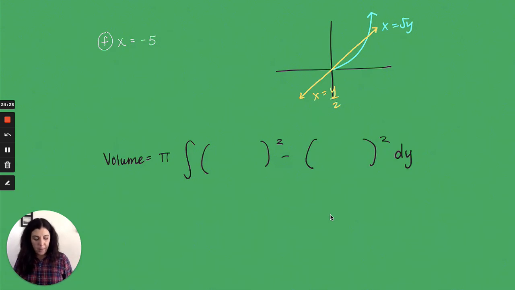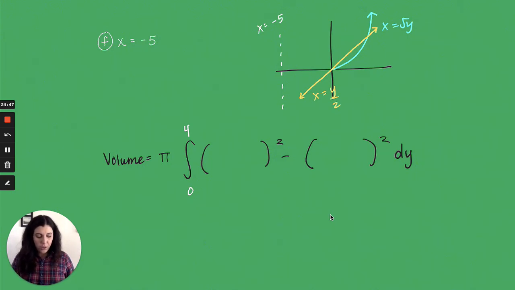I know my bounds are going to go from 0 to 4. Again, the reason it's dy is because I'm rotating it this way. The thing I'm rotating it about is x equals -5. So x equals -5 is somewhere over here, this would be x is equal to -5. Okay, now we have to fill in our r out and our r in.